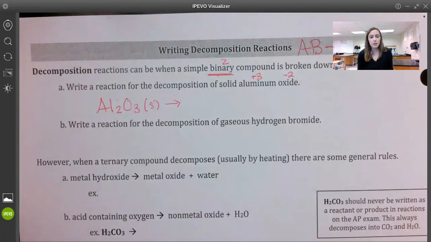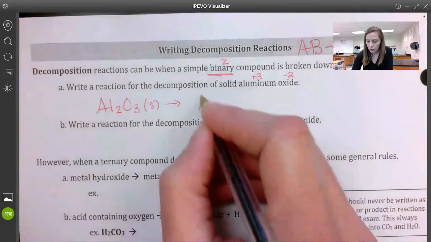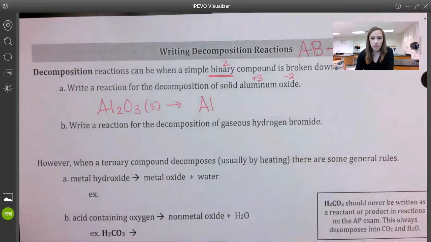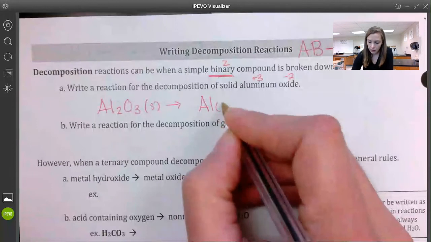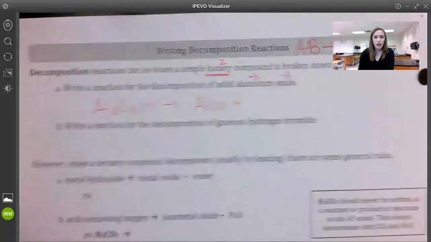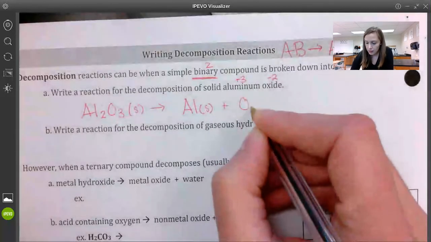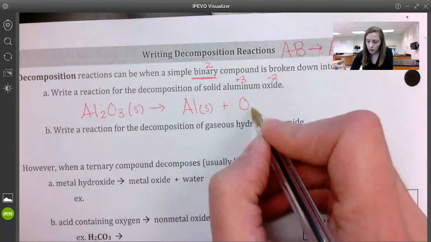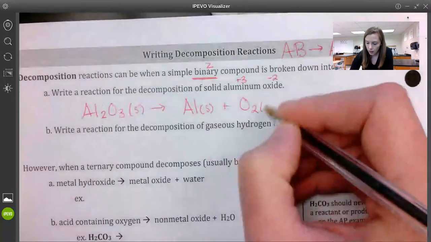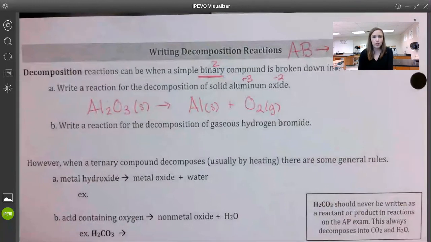So in this case, I'm going to be breaking it up into its elements. So we have aluminum, which is monoatomic. It is a solid. And then we have oxygen, which by itself is going to be diatomic. So this needs to be a 2. And then this is a gas. Okay, so I have my symbols, I have it all correct, and I have my phases, so then it's just a matter of balancing it.